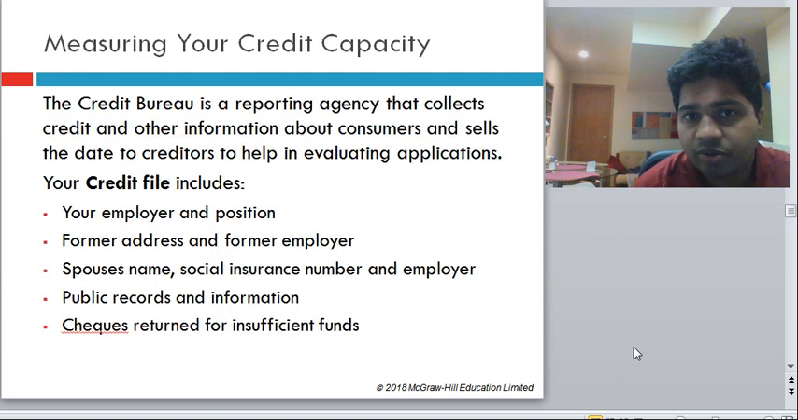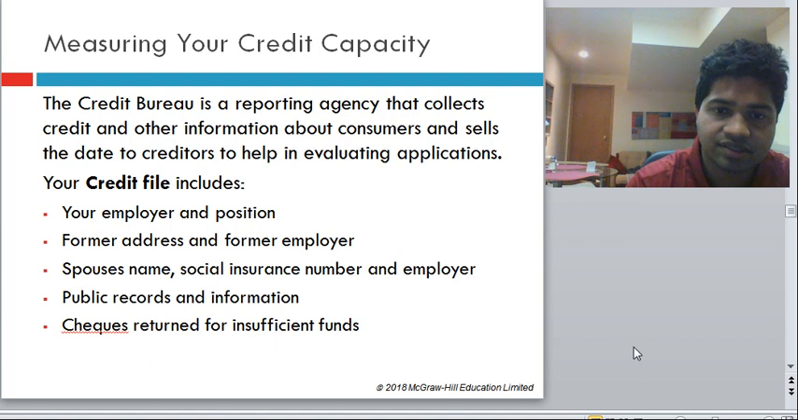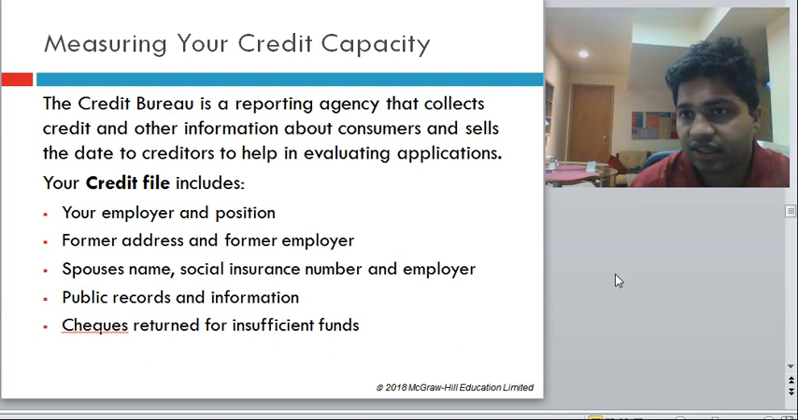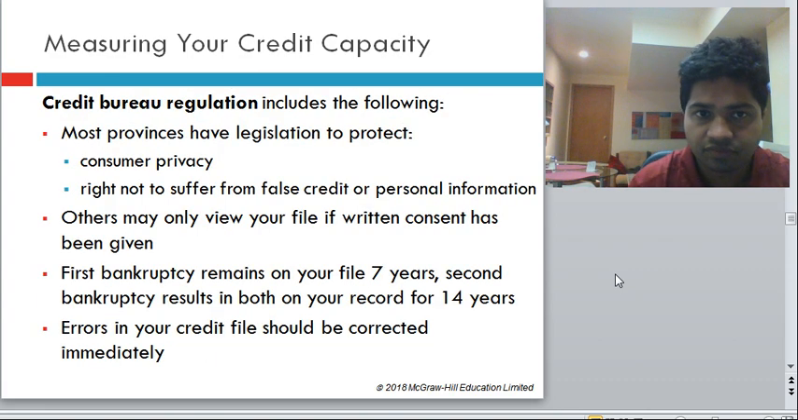The credit bureau is a reporting agency that collects credit and other information about consumers and sells the data to creditors to help evaluate applications. Your credit file includes your employer and position, your former address and your former employer, spouse name, social insurance number, public records and information. This is a major thing: if your checks are returned due to insufficient funds, those show up in your credit reports.